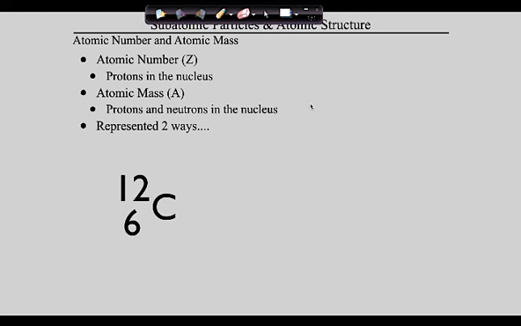What is the number 12? Go look up carbon on your periodic table. What's the number 12? Is it the atomic mass or the atomic number? The atomic mass. That's abbreviated A. So we always put A on top. Then 6 is the atomic number. That's the Z. And then the C is the abbreviation for carbon.